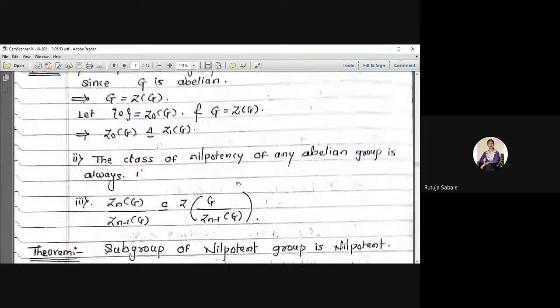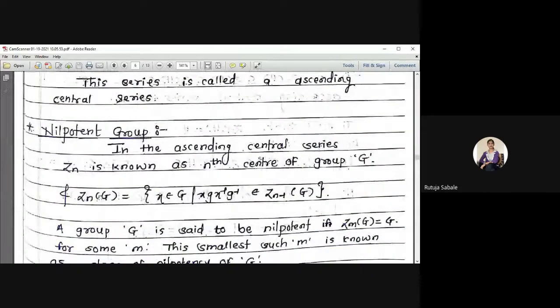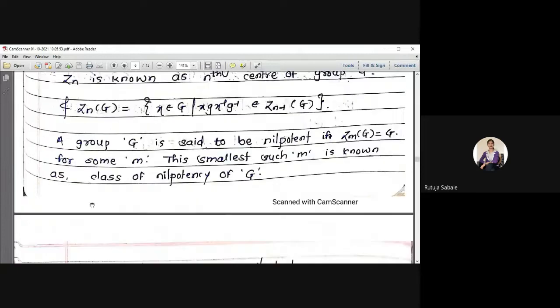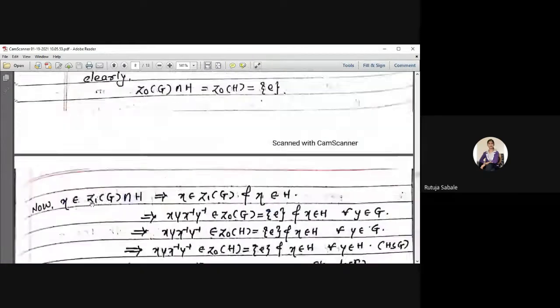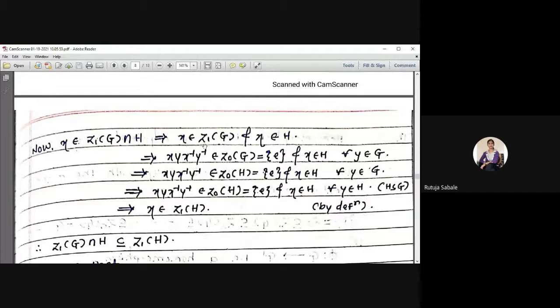In the previous lecture, we have seen the definition of Zn. Zn of G is equal to x belongs to G such that x inverse g inverse belongs to Zn minus 1 of G. Put n equal to 2 here. So Z2 of G is nothing but x belongs to G such that x inverse g inverse belongs to Z1 of G. Put n equal to 1 here. What we get? Look at here. Put n equal to 1, then x belongs to Z1 of G and x belongs to H.